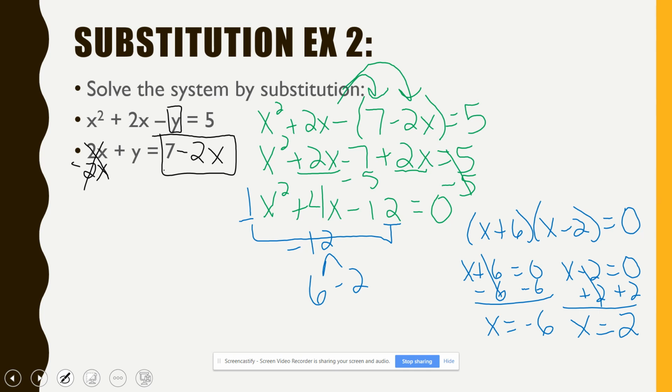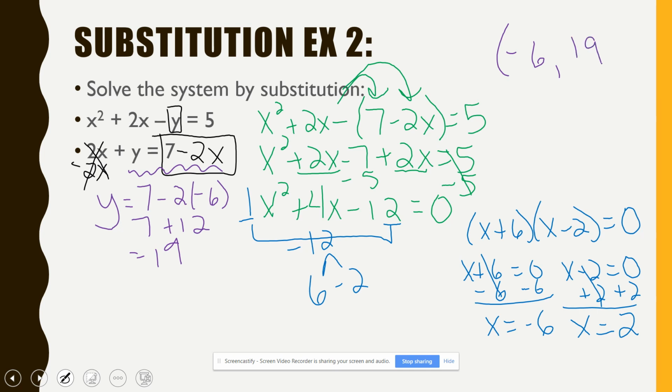So I'm going to plug in those two values to this equation. We've already solved for y. I'm going to start with the negative 6. So 7 minus 2 times negative 6. That's 7 plus 12, which is 19. So one of our solutions is negative 6, 19.